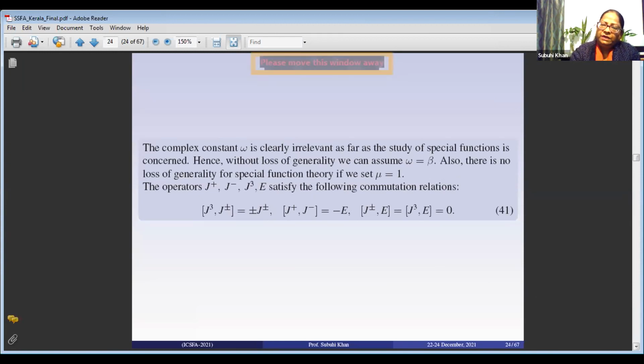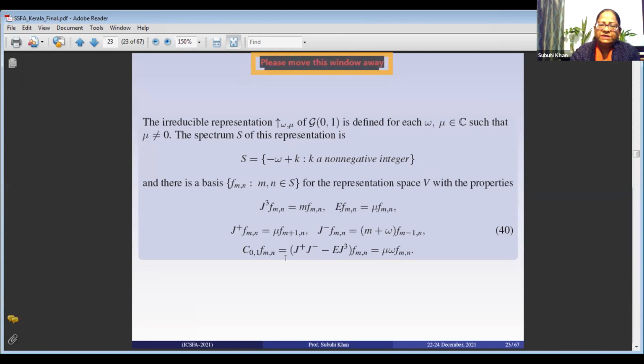Here you have seen this complex constant omega. So this is basically, just a second please. This complex constant. I'm sorry, there is certain disturbance. I'm doing it from my home.